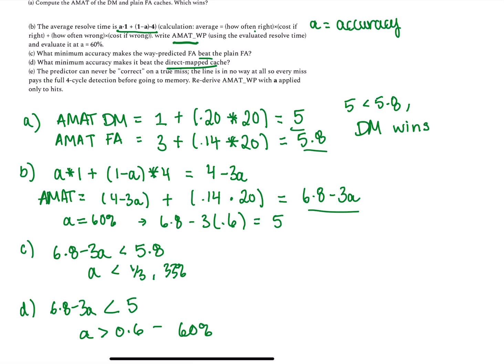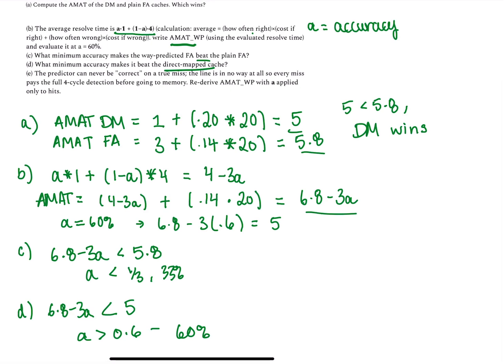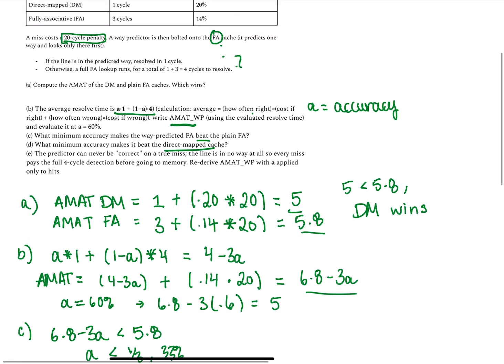Okay, part E. This part I would say is the hard part. We're saying that the predictor can never be correct on a true miss. The line is in no way at all, so every miss will pay this 4-cycle detection before going into memory. So say I use my way predictor, right? If we go through and we see that it's not in any of the ways, it takes 4 cycles to resolve and to realize that it's not in any of the ways. And then we have to go to our miss, so our 20-cycle penalty.